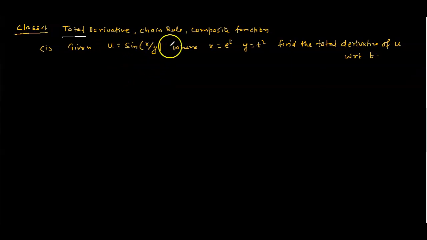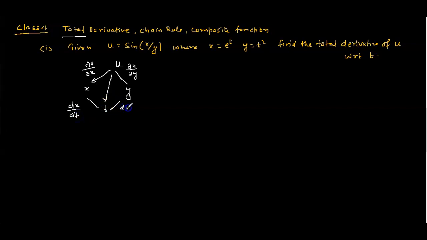Whenever you are applying the chain rule, first keep in mind, please check what variables are given. u is given as a function of x and y, and this x and y depend upon t, and we are finding the total derivative of u with respect to t. Where two variables are there, we can write partial derivatives: del u by del x and del u by del y. x directly depends upon t, so we can write dx by dt. y also directly depends upon t, so dy by dt.